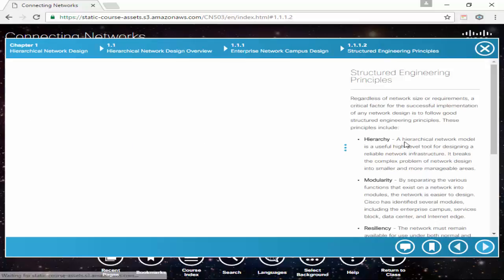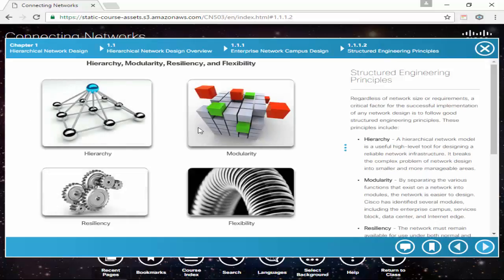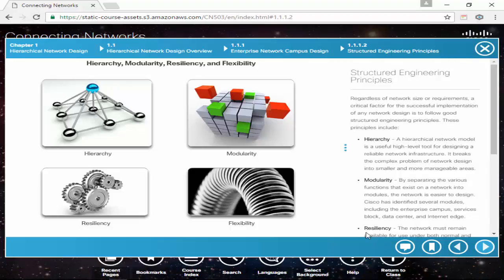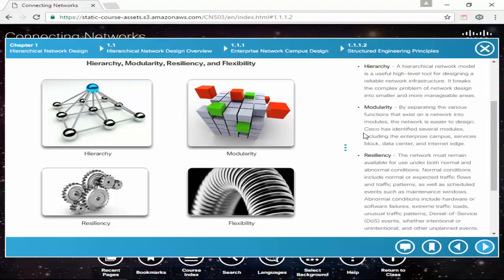Anyways, so that's what we're going to be breaking down. So why do we care about any of this chapter? Well, it's teaching us how to design, and we're going to design a network for hierarchy, modularity, resilience, and flexibility. A hierarchical network model is a useful high-level tool for designing a reliable network infrastructure. It breaks the complex problem of network design into smaller and more manageable areas.